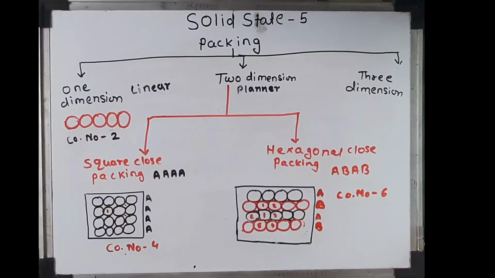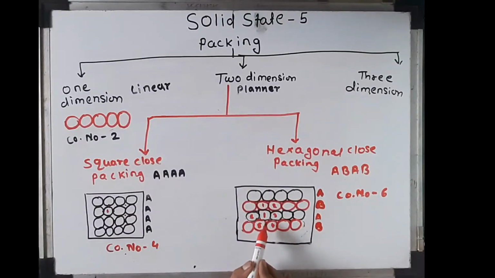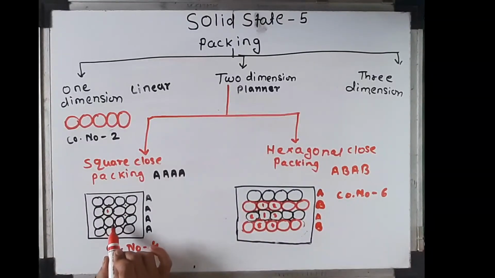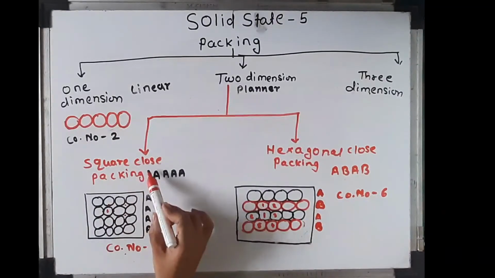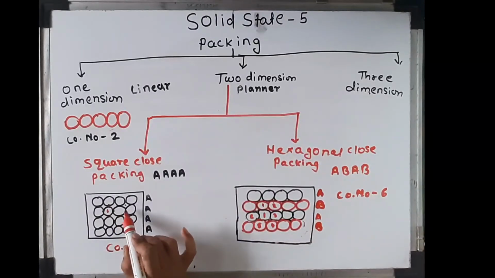Compared to the square close packing in two dimensions, the coordination number in hexagonal close packing in two dimensions is higher. Moreover, the free space in this arrangement is less. In this arrangement, free space is large. That is, voids are more in square close packing as compared to hexagonal packing. In this, triangular voids are present, and in this, square voids are present. Okay.